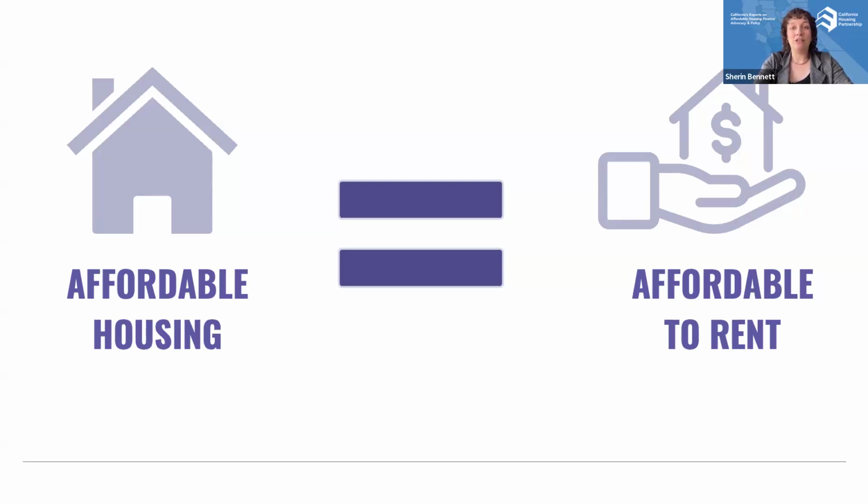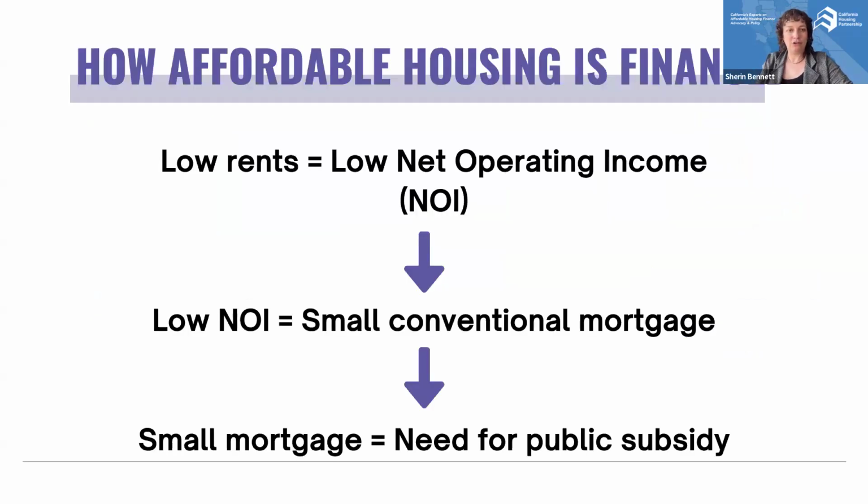And extremely low income renter households, so about 79% of them pay more than half of their income on housing costs. So we are creating this to serve those folks. And as a result, when you have these low rents coming in as the income of a property, what happens is you have a low net operating income.